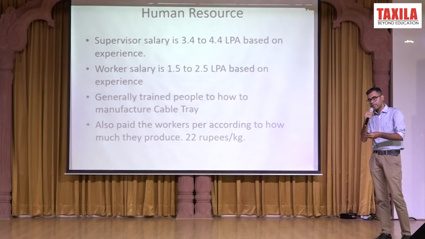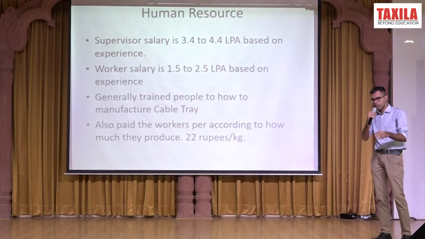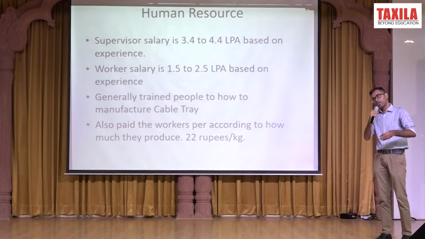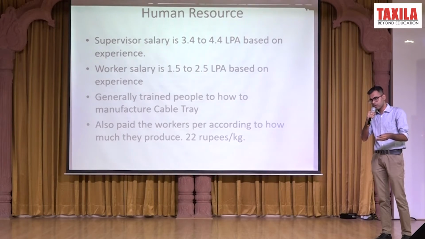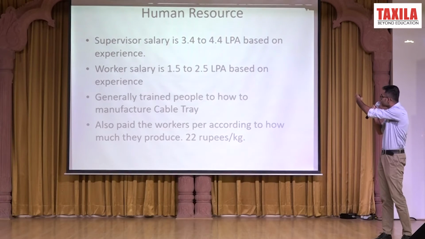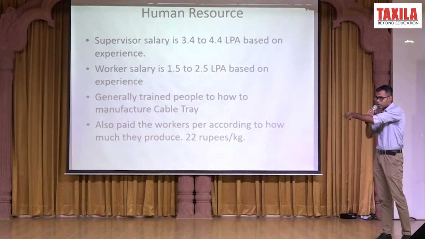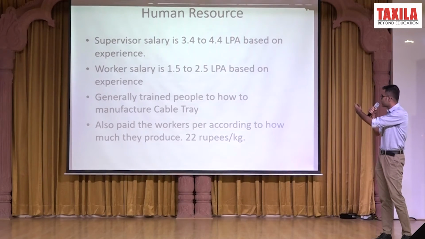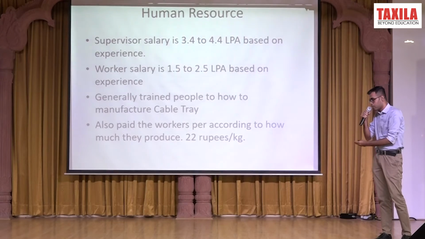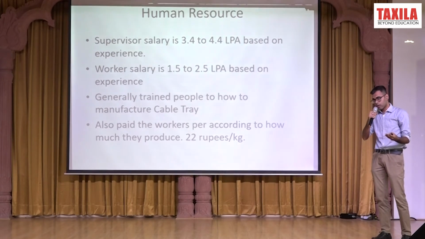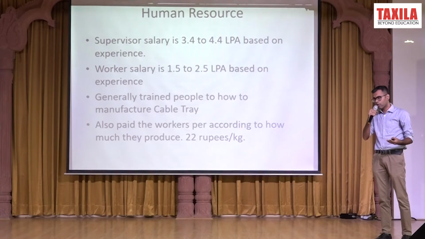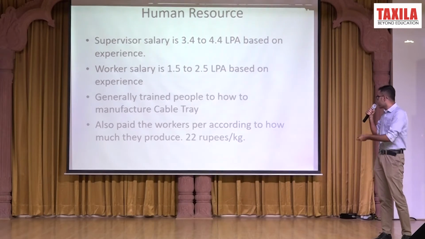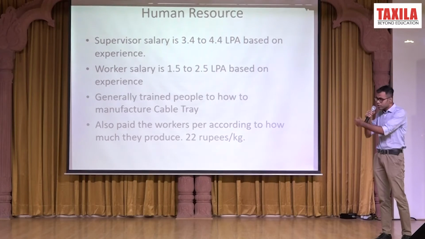Mostly the manufacturers hire some people who have knowledge of making things in aluminum and steel, and they train them in cable tray under the supervision of a person who knows things. This 3.4 to 4.4 LPA is generally the salary of the supervisor, whereas the worker salary is generally 1.5 to 2.5 LPA. Some manufacturers, not only in Jaipur but across Rajasthan, pay the workers according to how much they produce.